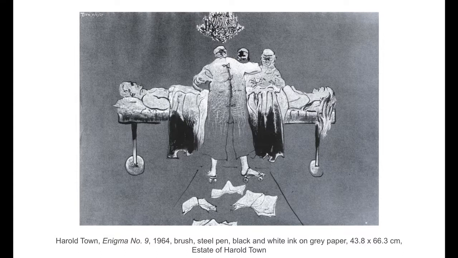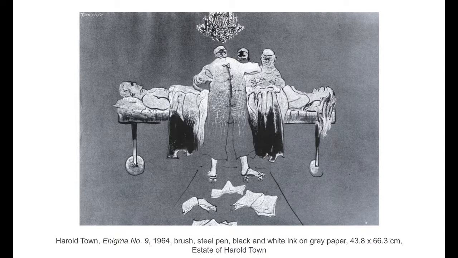In 1964, he produced a series called The Enigmas, which were a kind of nightmarish revisiting of Goya's satirical etchings, but targeting various phenomena that he disliked around him in Toronto. Doctors, maybe, marital relations, I don't know.